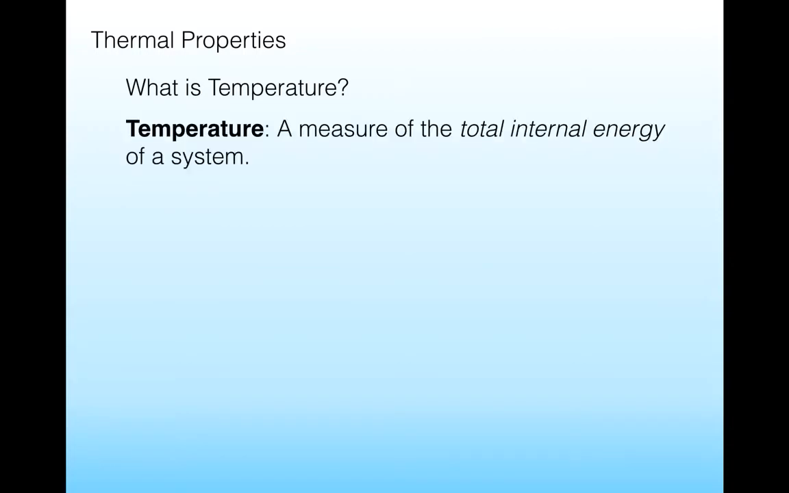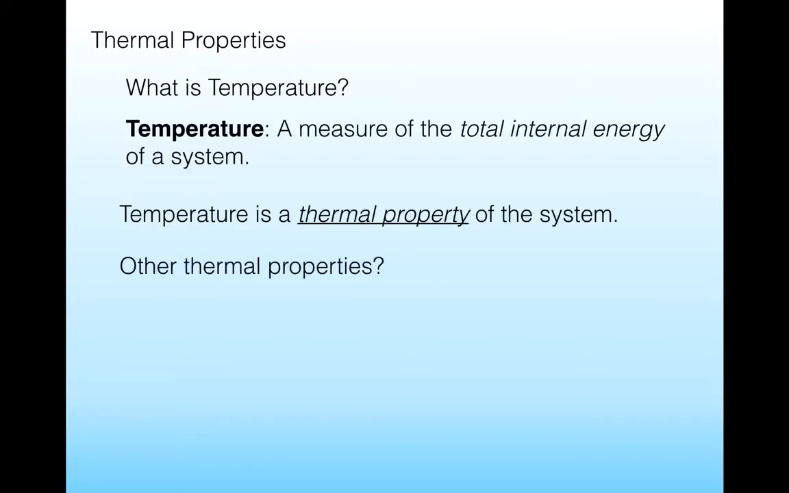Let's talk a little bit more about temperature. So we just said that temperature was a measure of the total internal energy, and it's true. And in fact, temperature is something we call a thermal property of the system. So thermal properties are properties that a system can have, and that help to describe the state of that system. So we can say that we have some air inside of a balloon. It has a certain temperature, and that's a property of the air inside the balloon.